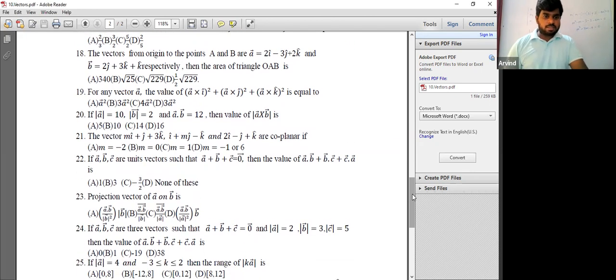Let's take the 22nd question. If A, B, C are unit vectors such that vector A plus vector B plus vector C is equal to 0, then what is A dot B plus B dot C and C dot A? Okay, for this, I'm going to use this formula. A plus B plus C whole square, same formula.